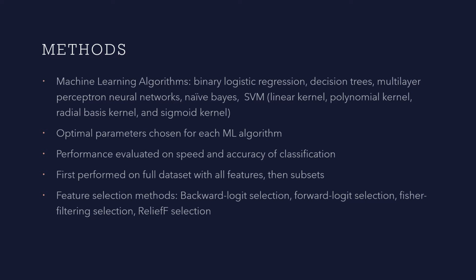Performance was evaluated not only on the accuracy of classification, but also how fast it was performed. First, each of the algorithms was performed on the full data set using all features, and then finally on subsets of the features using the feature selection methods, which included backward selection, forward selection, Fisher filtering selection, and relief selection.